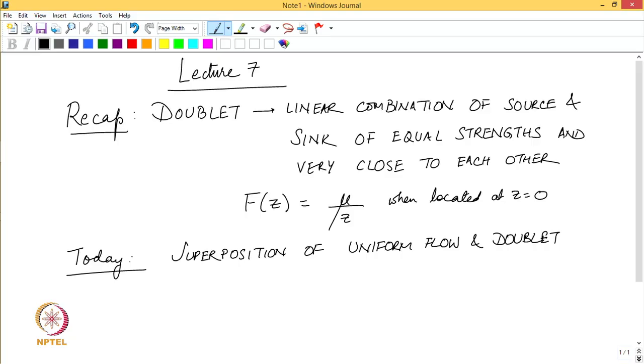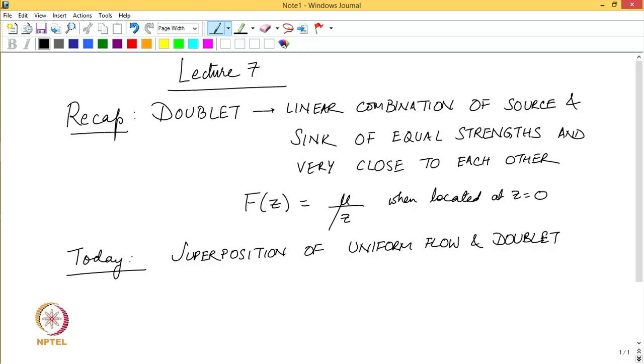So, in the previous lecture we looked at an elementary flow called a doublet, and you may recall that the doublet was constructed by a linear combination of a source and a sink of equal strengths located very close to each other near the origin. In that case we showed that the complex potential for a doublet is given as mu by z when the doublet is located at the origin, or at z equal to 0.